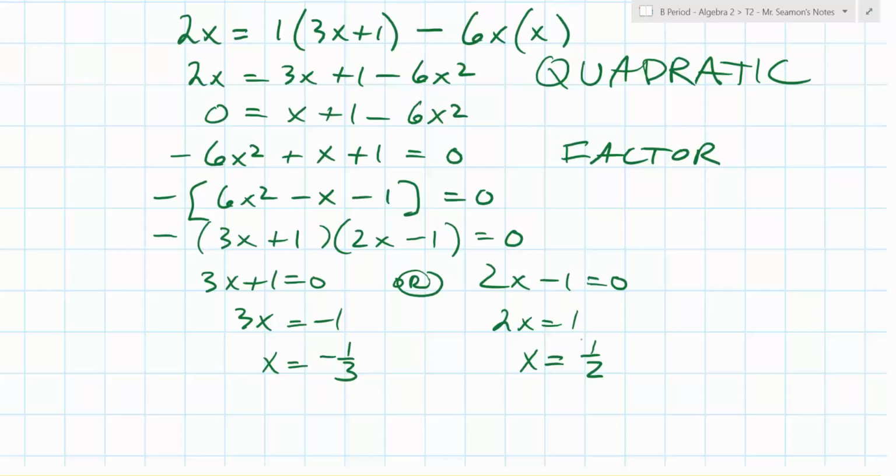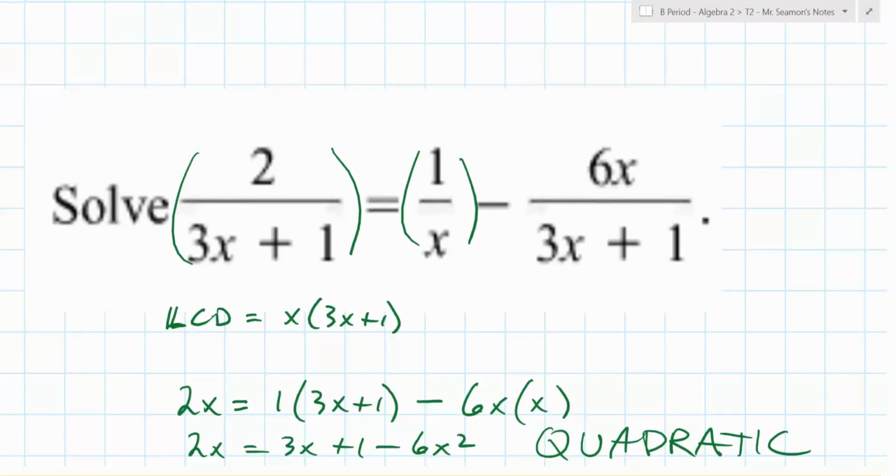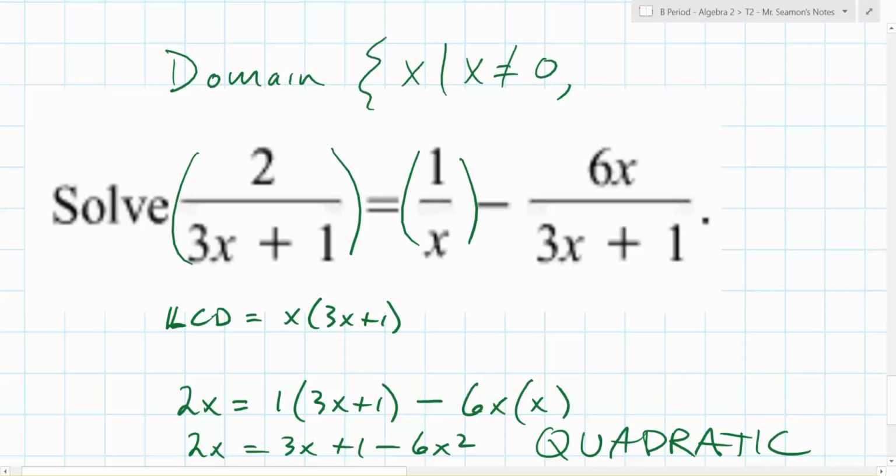Now the last thing you have to check, you find the domain first. Let's look at the original function right here. Can you tell me what the domain of this function is? It's all real numbers except for x such that x can't be 0 or what? This is important. x can't be 0 right there, right? But this can't be 0, right? 3x plus 1 can't be 0. 3 times what plus 1?